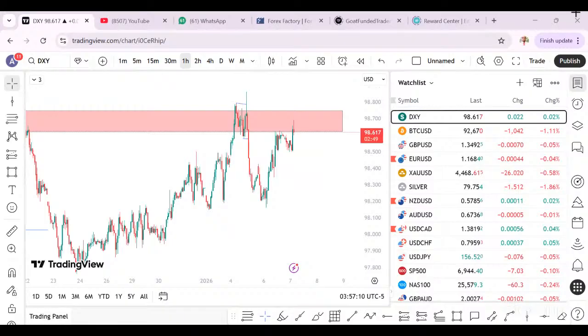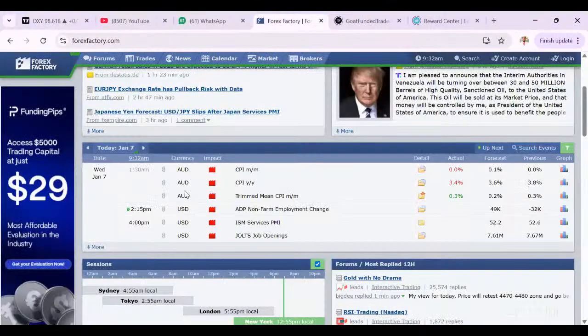Let's start with the fundamental side. So we have AUD, which has been very strong since market open, but we have AUD CPI that came up negative. So we expect to see some weakness on AUD, in the area of overstretched positions now. But now at 2:30, we have ADP and ISM services. So let's see how all this reacts.